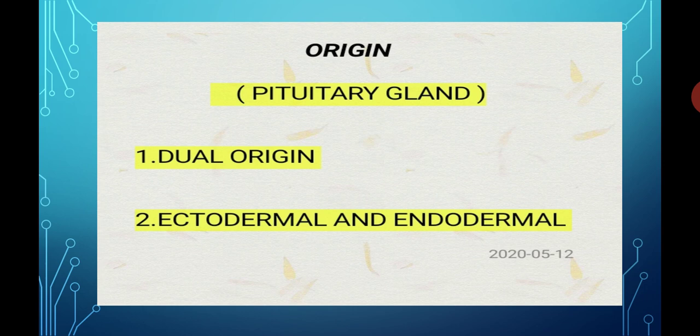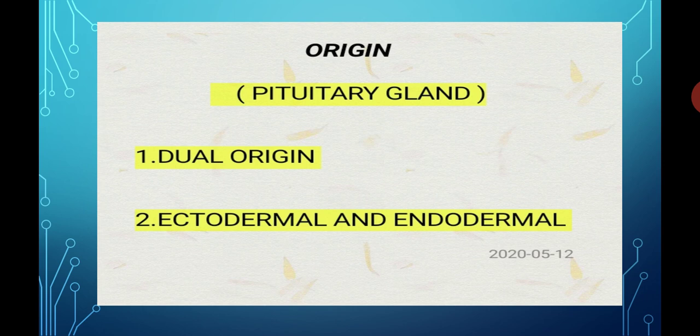Size: the size of the pituitary gland is 10 by 6 by 3 millimeters. The shape of the pituitary gland is P shaped. The color of the pituitary gland is reddish gray, and its weight is about 0.5 gram to 1.2 gram. But in a female, during pregnancy, its weight increases and it becomes 1.2 gram.